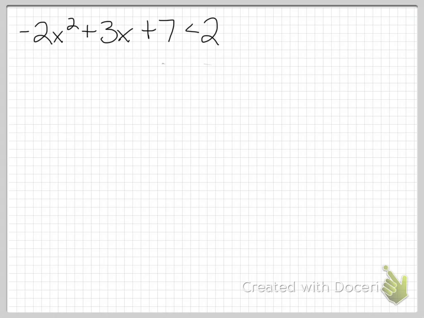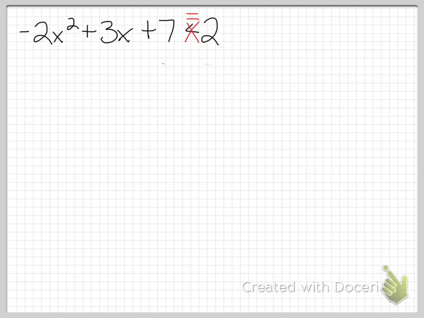Okay, so let's look at another example. This one, negative 2x squared plus 3x plus 7 is less than 2. It does have a leading coefficient, so it's going to get a little bit more complicated when we try to factor this one, but we'll go ahead and take a shot. So the first thing we're going to do is pretend that that inequality symbol is simply an equal sign, and we're going to solve the equation in the exact same way we would before.